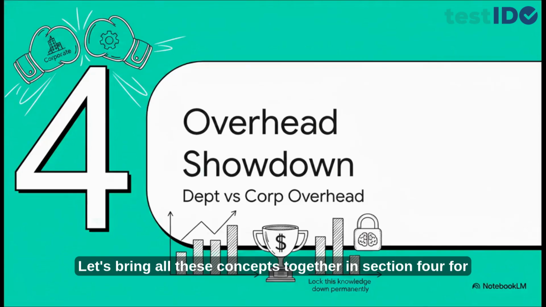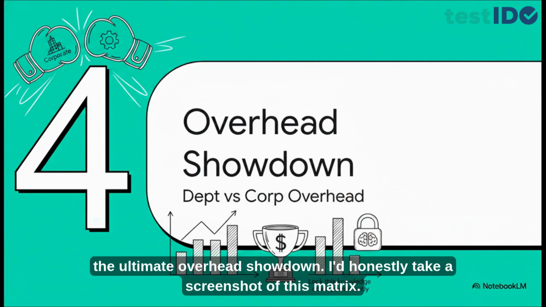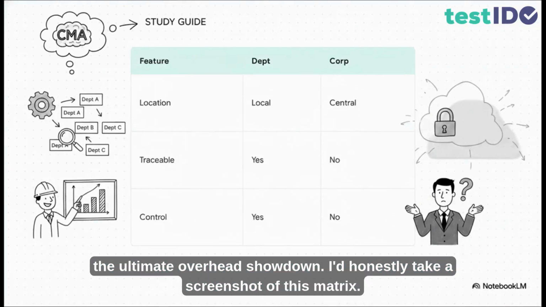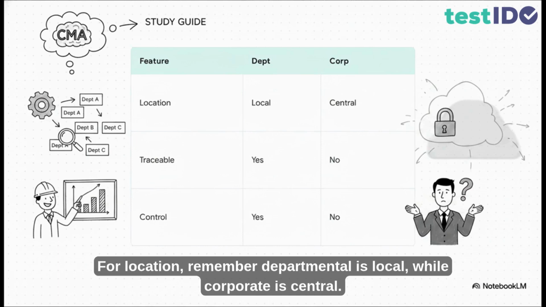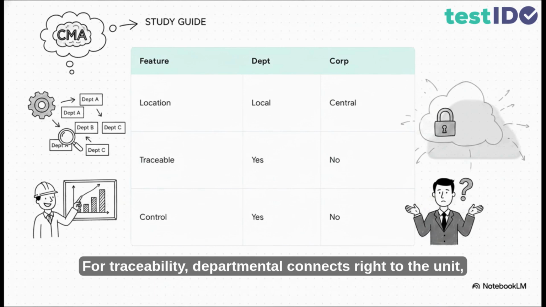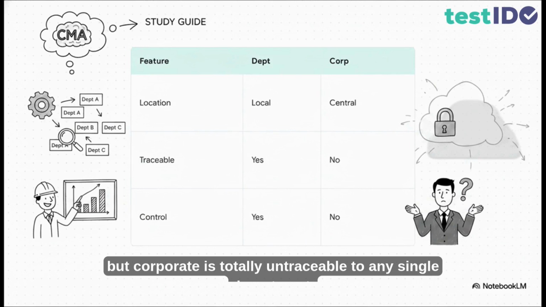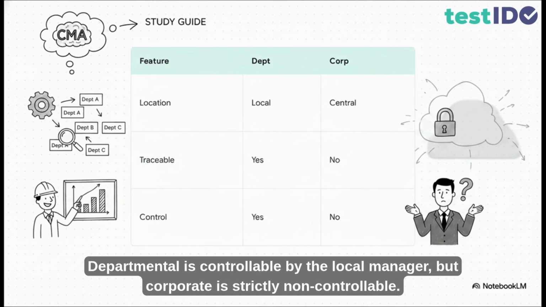Let's bring all these concepts together in Section 4 for the ultimate overhead showdown. I'd honestly take a screenshot of this matrix. It is the perfect study guide. For location, remember departmental is local, while corporate is central. For traceability, departmental connects right to the unit, but corporate is totally untraceable to any single department. The biggest one, control. Departmental is controllable by the local manager, but corporate is strictly non-controllable.